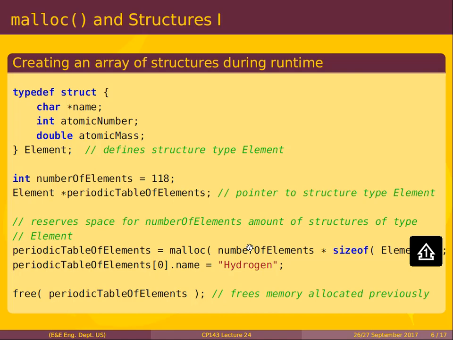Here we have the number of elements that we set as an integer to 118. And how big is each of these elements going to be? We do that using the sizeof function. The sizeof function specifies here that it's of size element. So it will dynamically allocate 118 elements, where each one is the size of this structure over here.